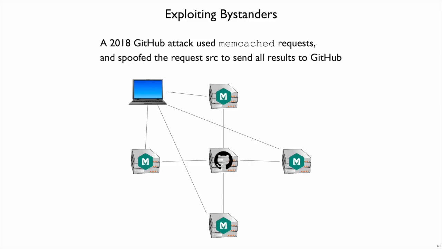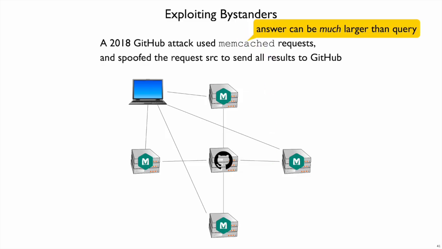But it's not just DNS. The same idea works for any kind of database where you can send a query and redirect the response based on a spoofed IP address. That includes memcached, where the answer from memcached can be much larger than the query that is sent. That is, by a much larger factor than a DNS response compared to a DNS query.